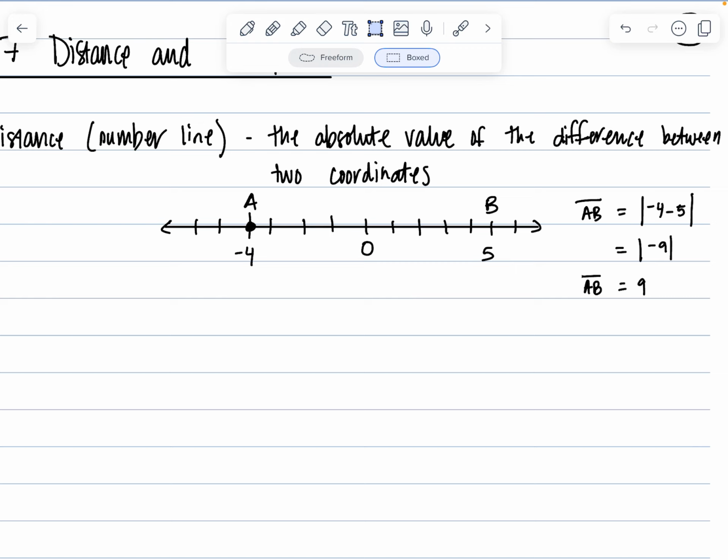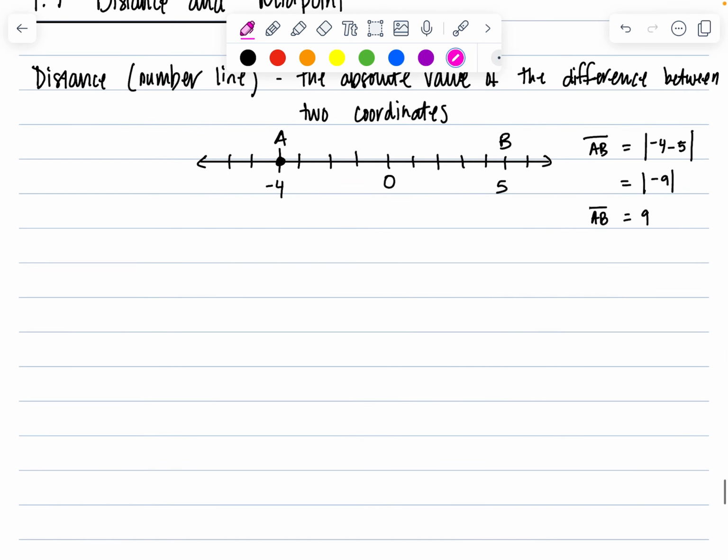Now, distance in the xy plane is different, okay? And that's where we bring in the Pythagorean theorem. Because if you think of this in a real world context, you don't always live on the same street as your friend. Your friend could live five streets over, five streets down, and then 4 streets over, okay? It changes. So we have a different formula for that, and that pretty much stems from the Pythagorean theorem.